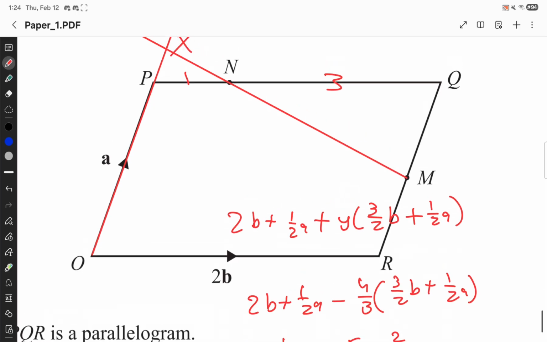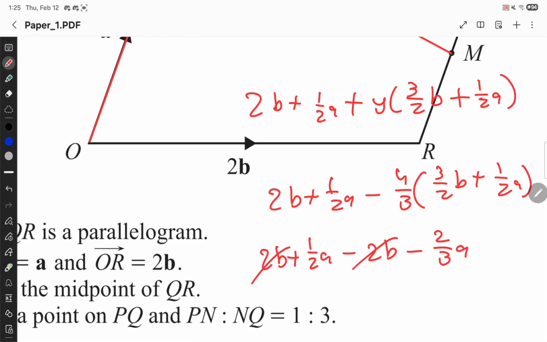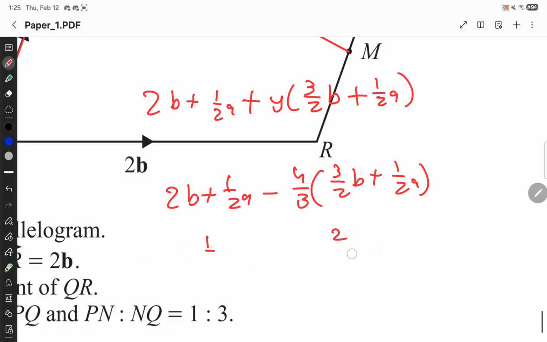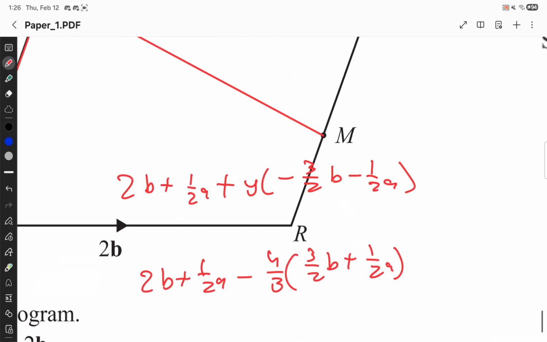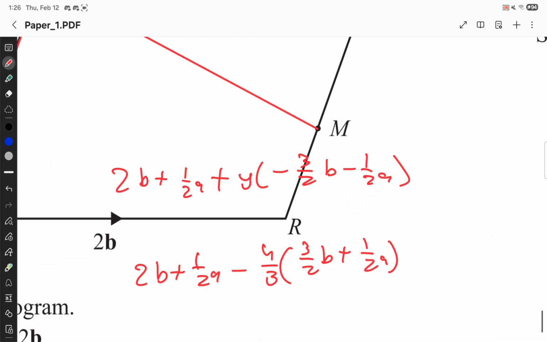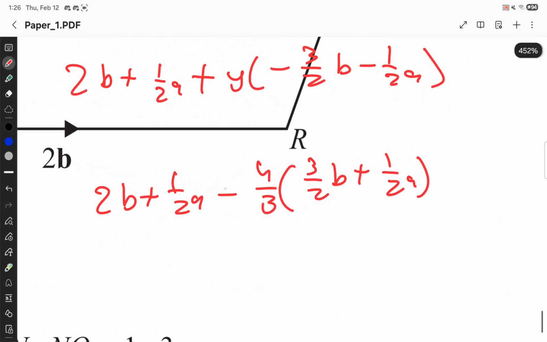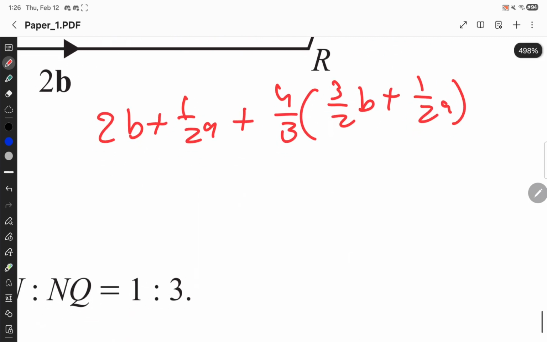Oh my god. Okay, I did a mistake here. Okay. Please, sorry. Forgive me. This is negative 3 over 2b negative a half a. I needed to reverse this vector because we are finding from mn, not nm. This is from mn. So we needed to have it a negative vector. So in this calculation, just have it be plus.